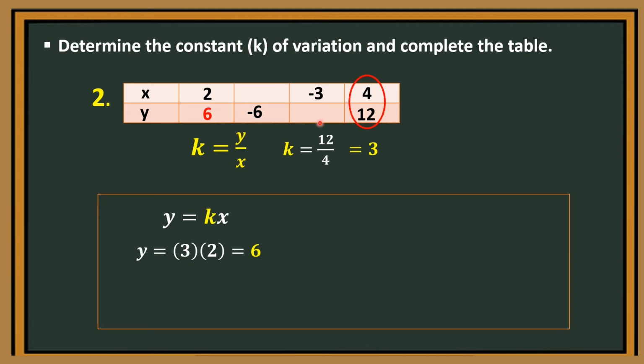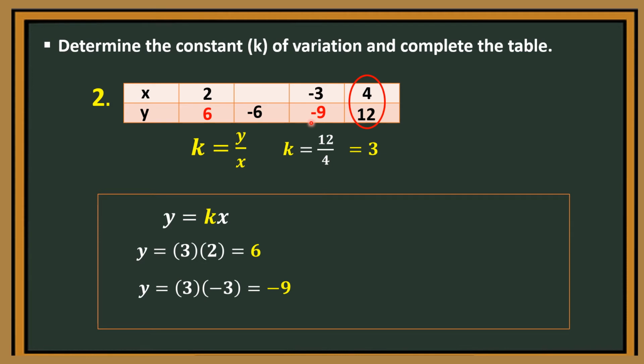Next, let's go to the third column, for the same y. We do not have y here. So you just copy y is equal to 3, that is your constant, times negative 3, that is the value of x. Multiply, that is negative 9. Let us write here negative 9.